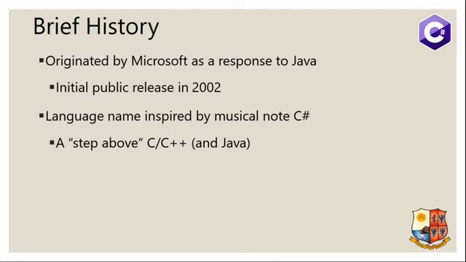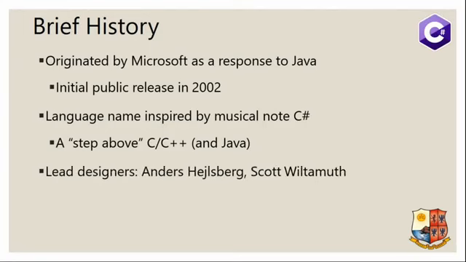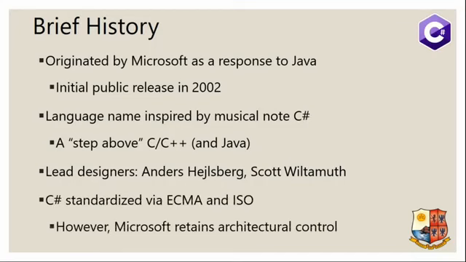A step above C, C++, and Java. That's not told to them, but the name is kept like that. It's a step above all these languages. That's the idea, and that's why it's called C sharp. It cannot be called C hash, because that totally makes the meaning different. So it's a musical note. Remember that. And the designers' names are not important, just like how you know your Java developers' names. Same thing. C Sharp is standardized via ECMA and ISO. It's standardized, which means anybody can use it, and it is general purpose right now, but Microsoft retains the architectural control.